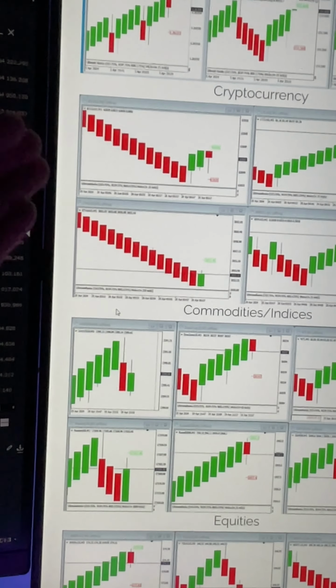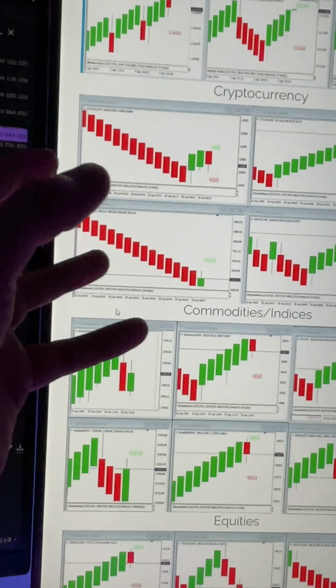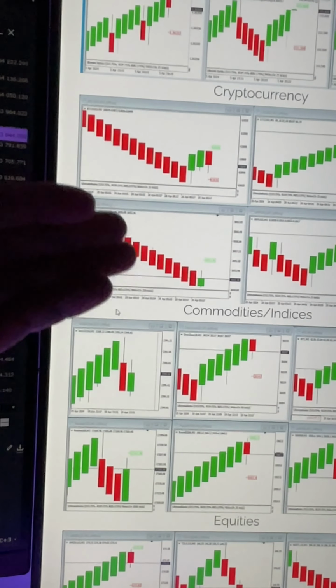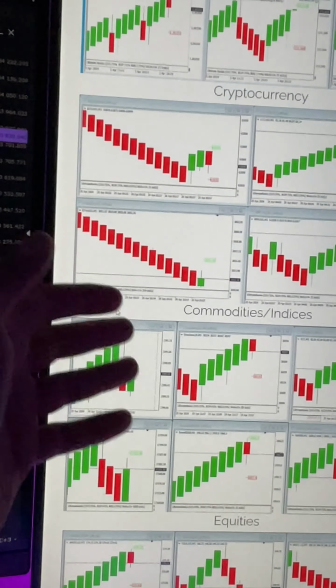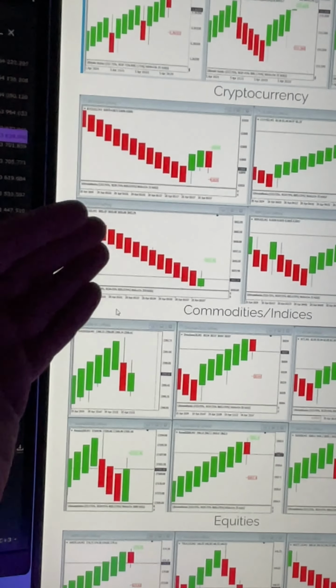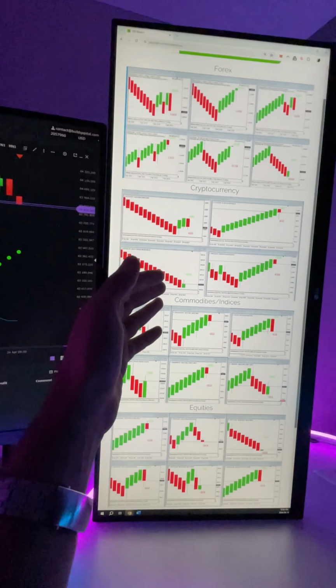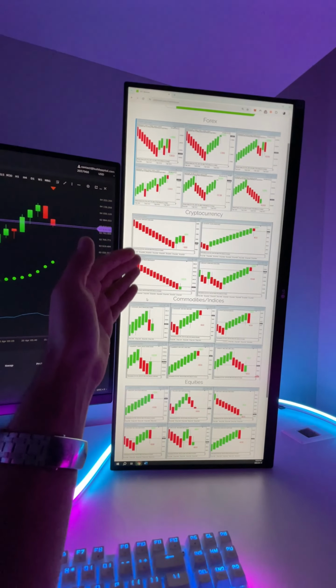Now, the way the audio signals work is once all of those indicators come together, they will give an audio alert saying, for example, buy now Bitcoin or sell now Tesla or buy now gold. Now, what we want to do is use these audio signals as a confirmation.